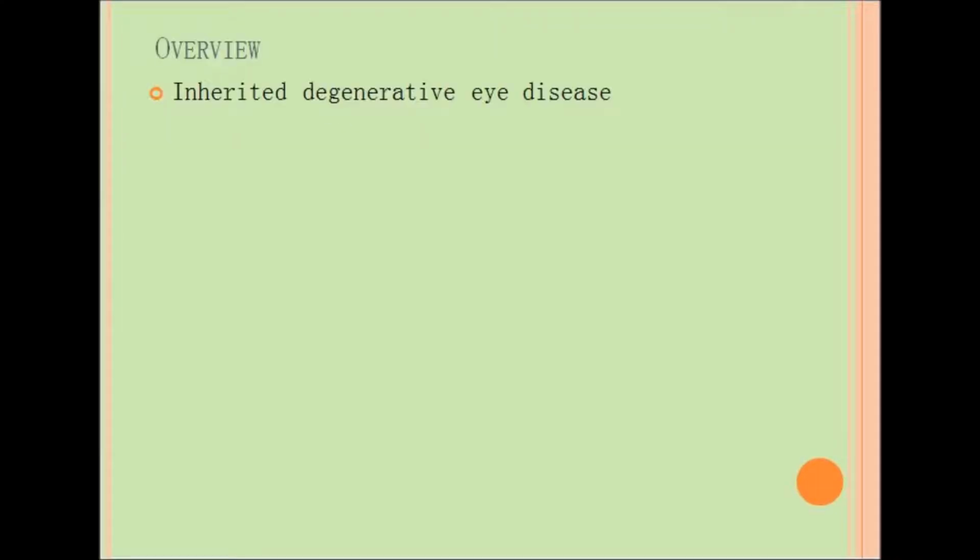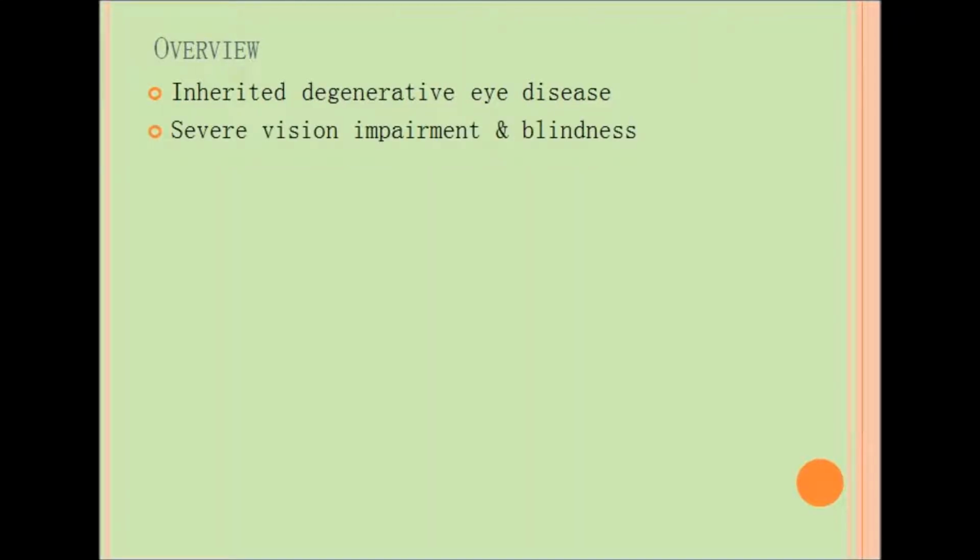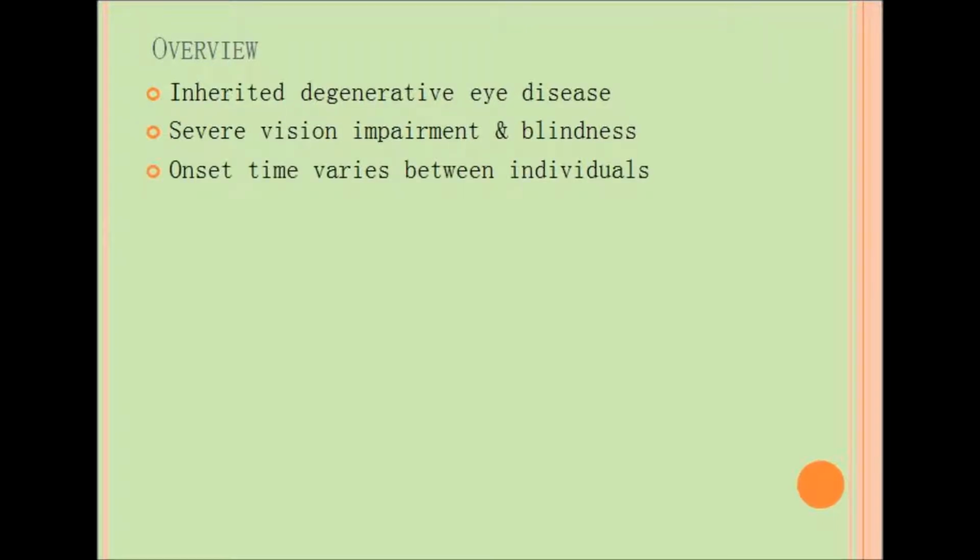Retinitis pigmentosa is an inherited degenerative eye disease that causes severe vision impairment and blindness. Expression of RP is inconsistent.